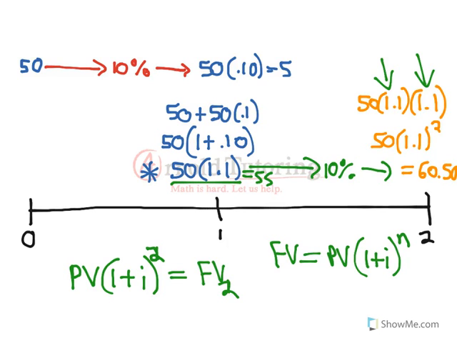Problems could also give you the future value, in other words saying you need $60.50 in 2 years. How much do you want to put away today, earning 10%? That means we've got to find the present value, and that's done just by a quick division here of future value divided by 1 plus I to the n.